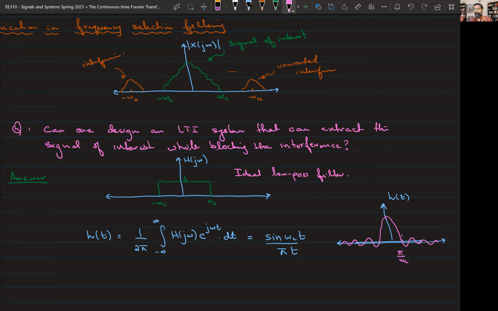And one of the other practical problems could be that this filter, or this LTI system, is not a causal system. That's clearly visible, right? It's not a causal system. And the reason why it's not a causal system is because the impulse response is not equal to 0 for t less than 0, right? And practical systems can never be non-causal. So that's one of the other problems.